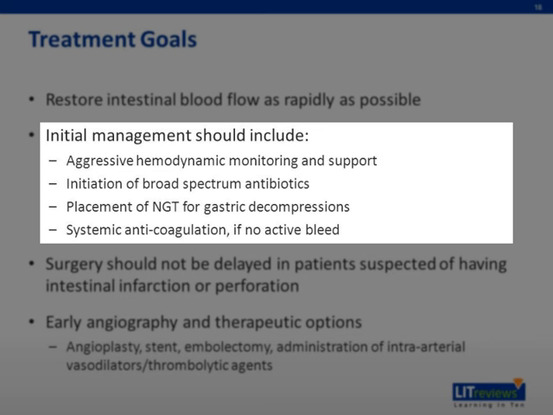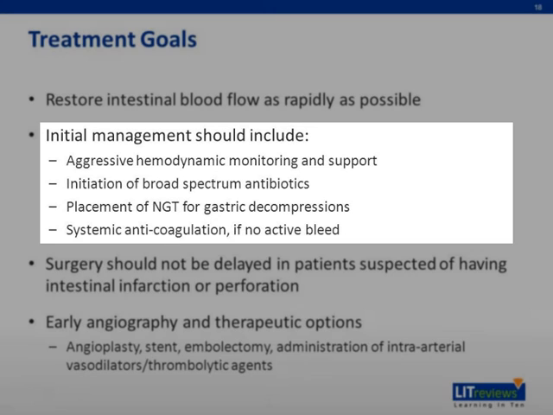Vasoconstricting agents and digitalis should be avoided if possible, since they can exacerbate mesenteric ischemia. If vasopressors are required, dobutamine and low-dose dopamine are preferred. Systemic anticoagulation should be administered to prevent thrombus formation or propagation, unless patients are actively bleeding. Anticoagulation is typically reinstituted after surgery to prevent new thrombus formation.